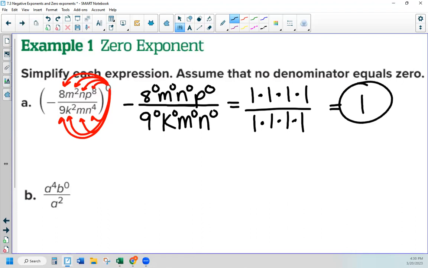Just 1. Now, one question that somebody might have, which I just remembered, would be this. There's a negative in front of here. Don't we just carry that over to our final answer here, so solution?